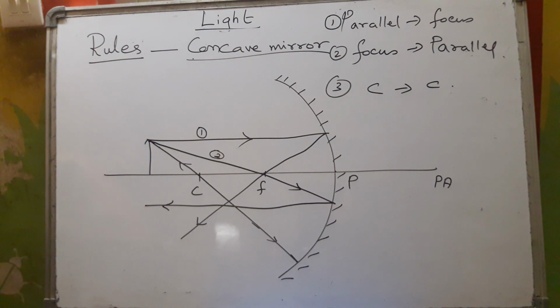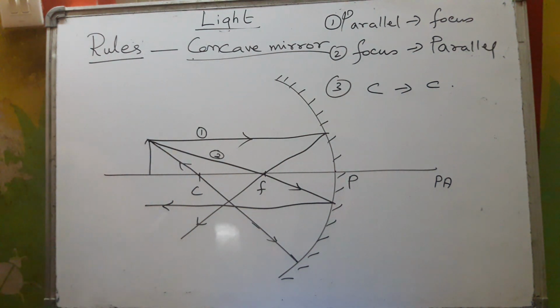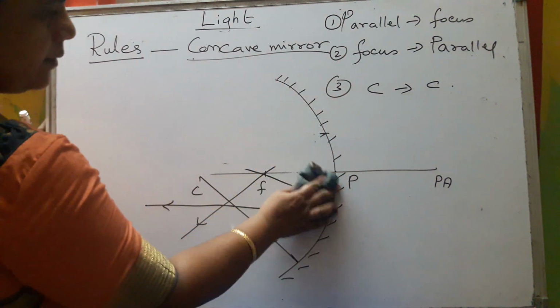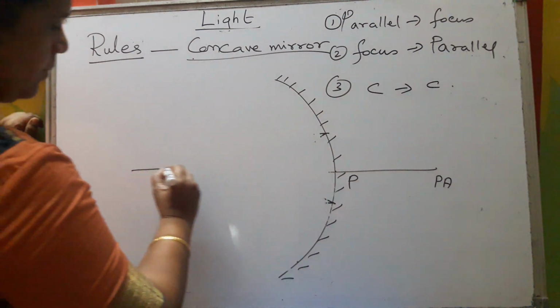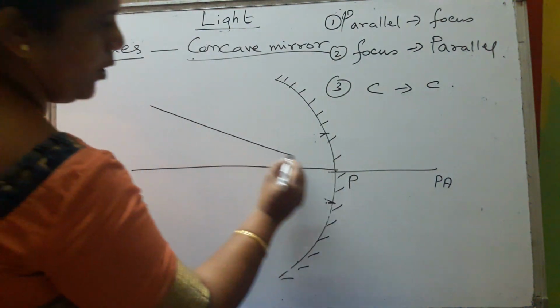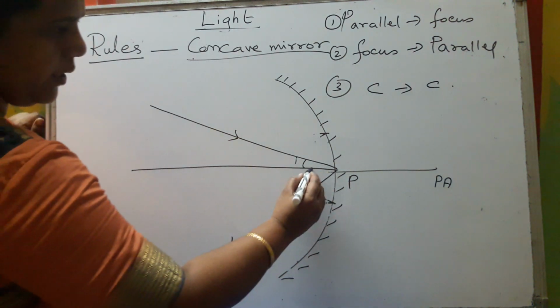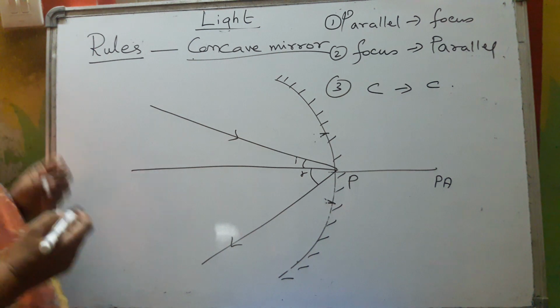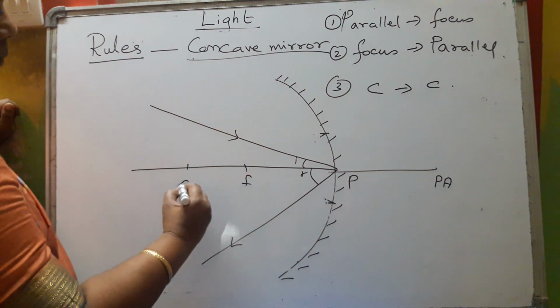The fourth ray diagram, the rule: a ray incident obliquely to the principal axis is reflected obliquely. Suppose I have an oblique incidence like this. Suppose it gets incident obliquely, it has to get reflected obliquely. That means angle I should be equal to angle R. That's going to be our fourth rule.